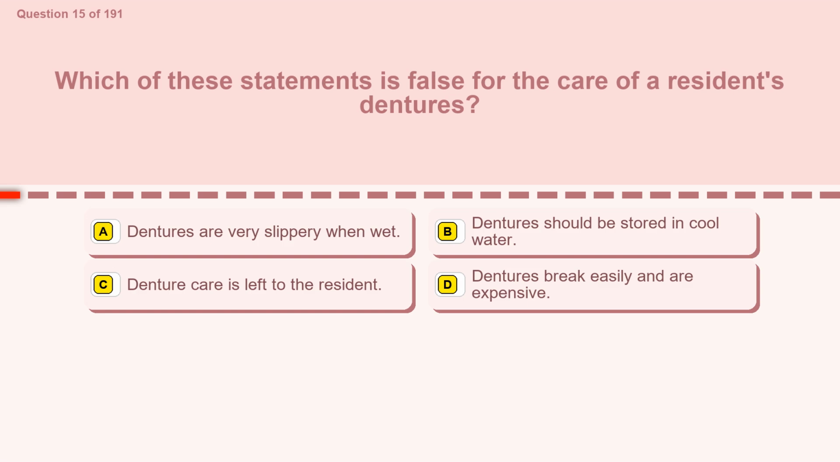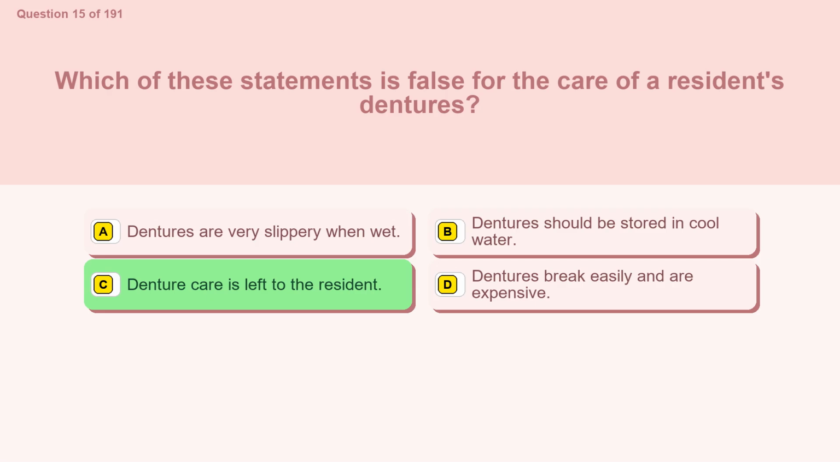Question 15. Which of these statements is false for the care of a resident's dentures? Option A, dentures are very slippery when wet. Option B, dentures should be stored in cool water. Option C, the denture care is left to the resident. Option D, dentures break easily and are expensive.